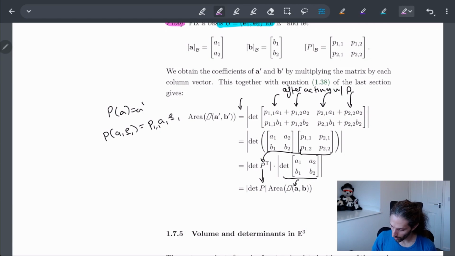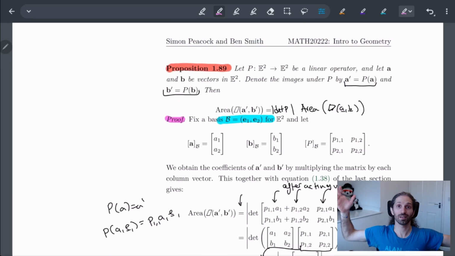I went over this quickly, mainly just to see what it is. You don't have to memorize this or anything. Basically, if we have a linear operator and an area, we multiply the determinant with the area and we get our new area in the new space. It's a nice, cool little thing to see.